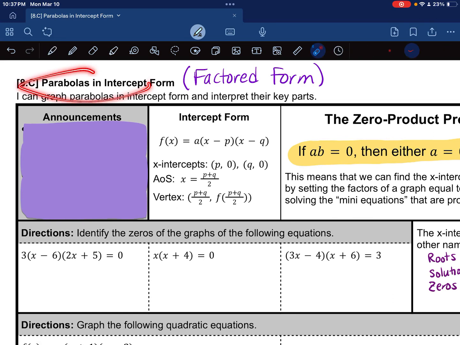Alright, this video covers parabolas in intercept form. Sometimes we call that factored form, because you have to factor to get there.